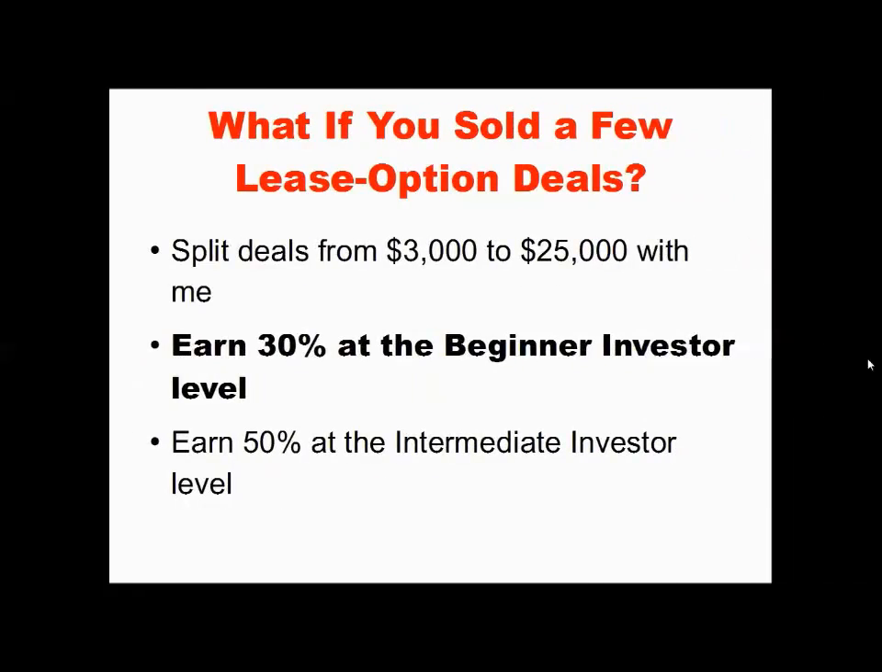Then again, you could split deals on the lease option deals anywhere from $3,000 to $25,000. So if you were at the beginner level, your split would be 30% of $3,000 or $25,000, or in between, right? $5,000 or $10,000. Or if you're at the intermediate, it would be 50% of the $3,000 on up to $25,000.